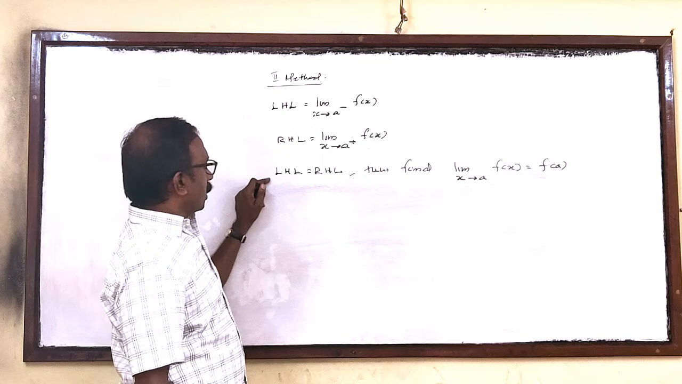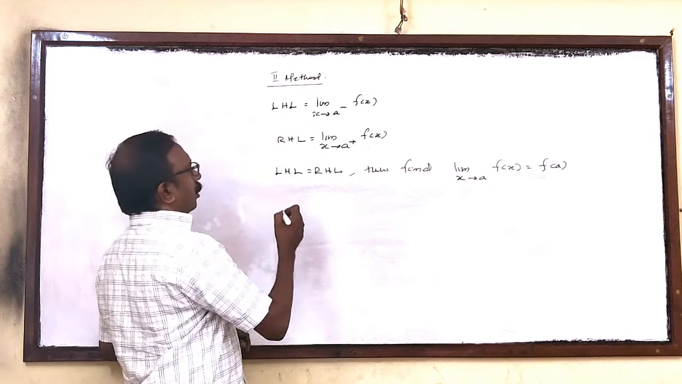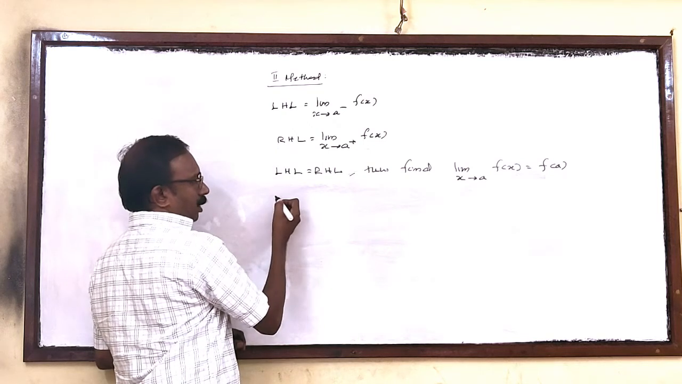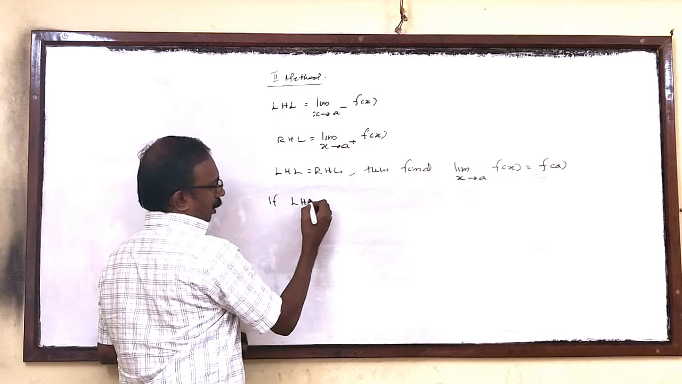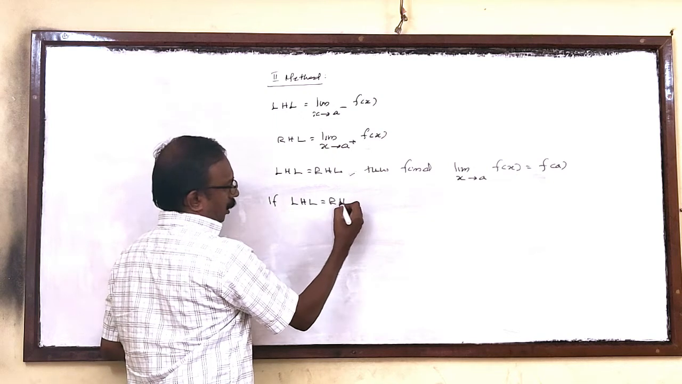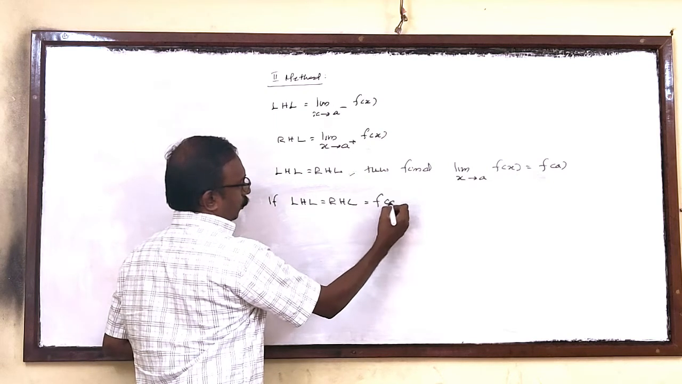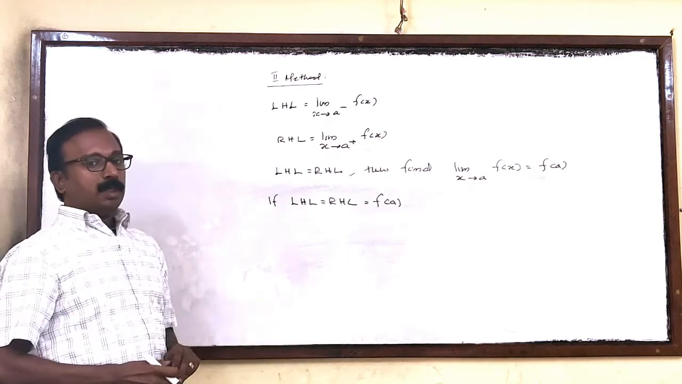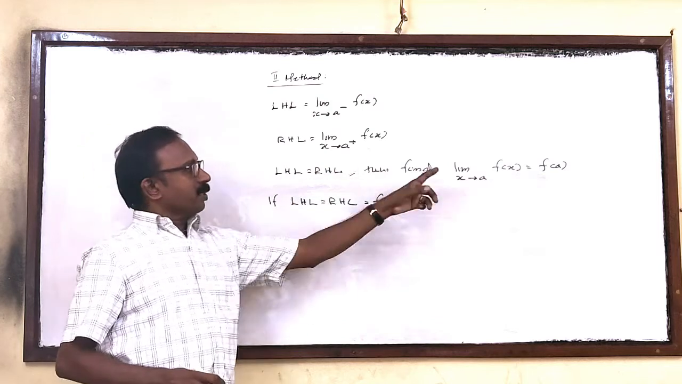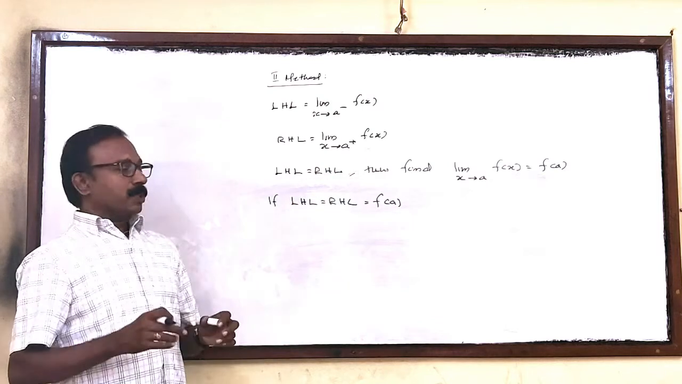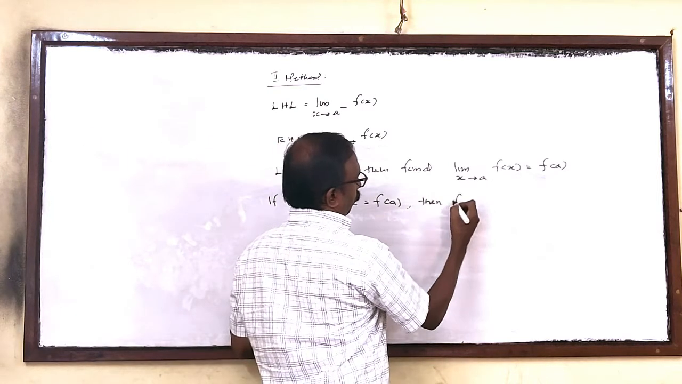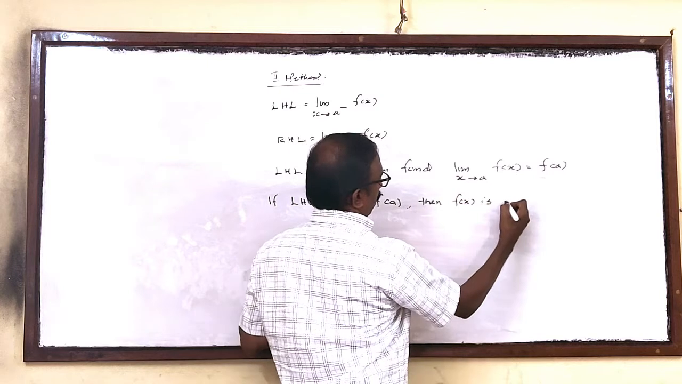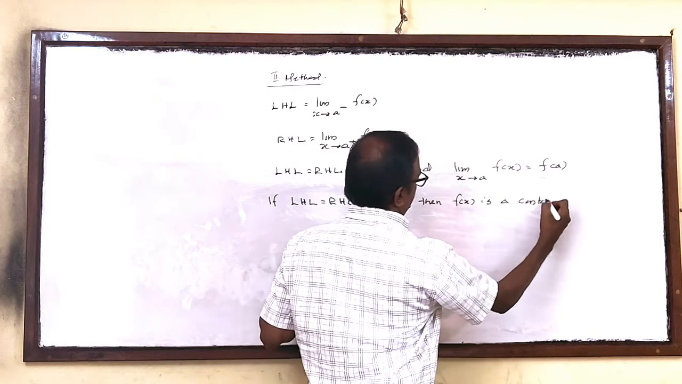Then we have the last condition. If LHL is equal to RHL, which is equal to f of a, and these three conditions are satisfied, then the function is said to be a continuous function. Then f of x is a continuous function.